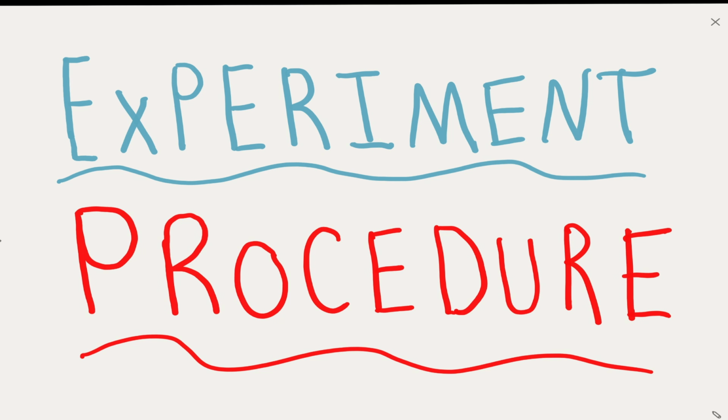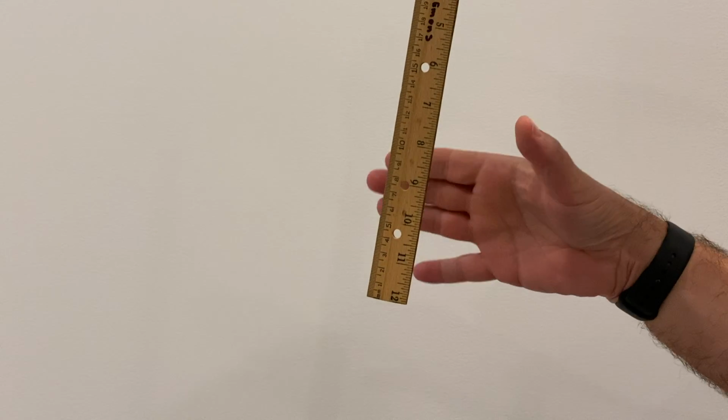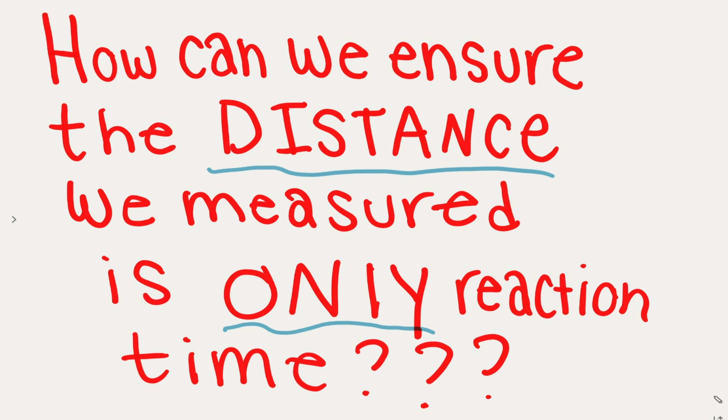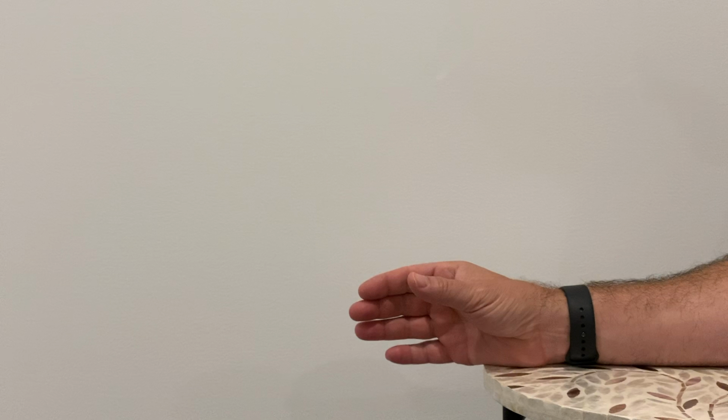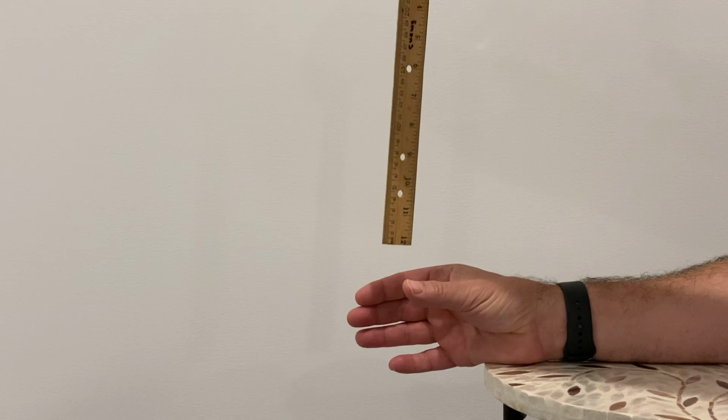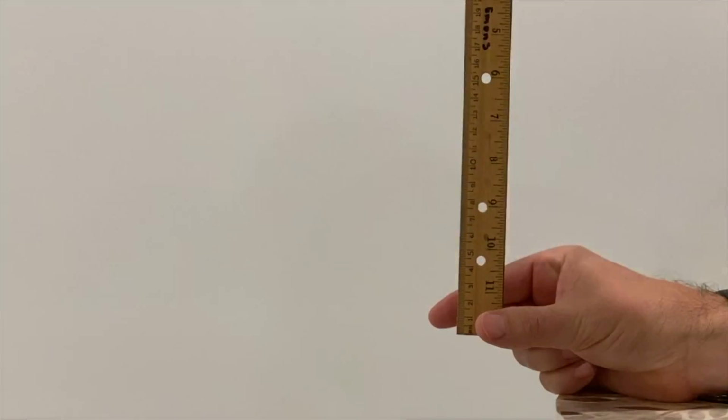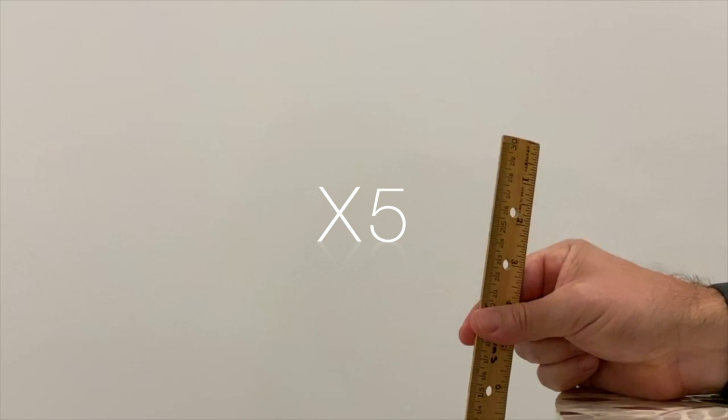Now let's take a look at our experiment procedure and how we will go about getting the best possible data. All we need for this experiment is a ruler and a person. Since we are measuring the distance a ruler falls, how can we ensure the distance we measure is only reaction time? In other words, how do we reduce error? In our experiment, we will have our subject brace their hand against a table so they don't move the vertical position of their arm while they catch the ruler. We will do 5 runs and average the results for the maximum accuracy.